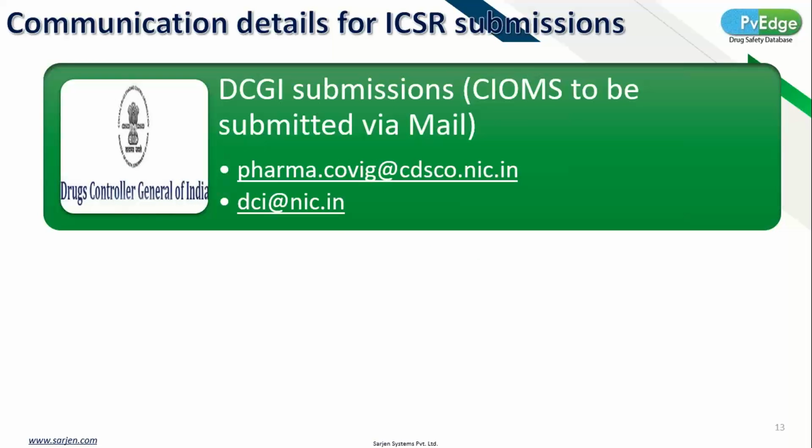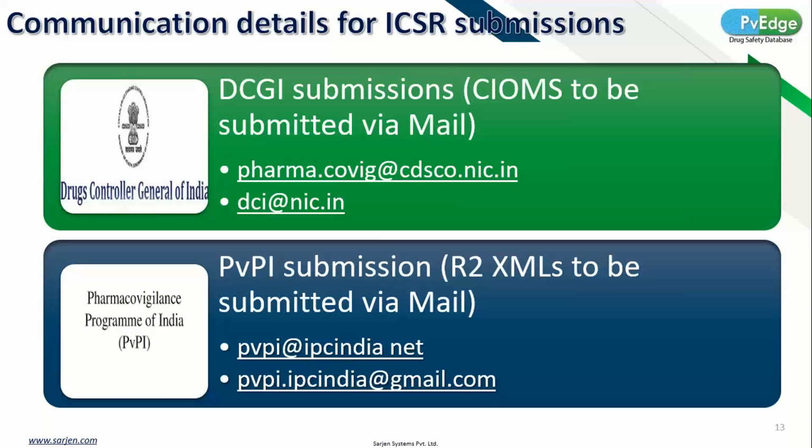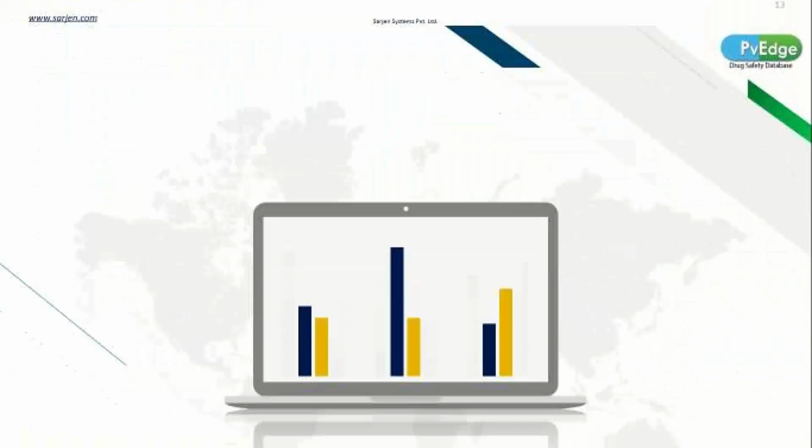First, the DCGI submission; these are the communication details. These are real-time communication details I have mentioned. Many of the PV service providers and the MAHs are submitting their CIOMS to DCGI via these mail IDs: pharma.covig@cdsco.nic.in and dci@nic.in. Second, the R2 XML submissions are to be done to PvPI via these 2 mail IDs, pvpi@ipcindia.net and pvpi.ipcindia@gmail.com, which I already explained.